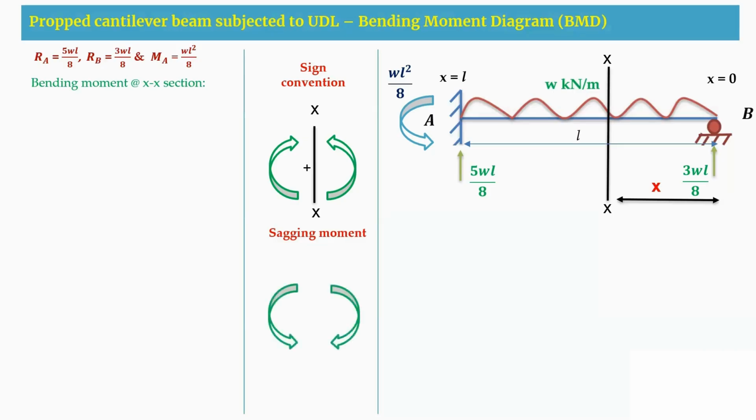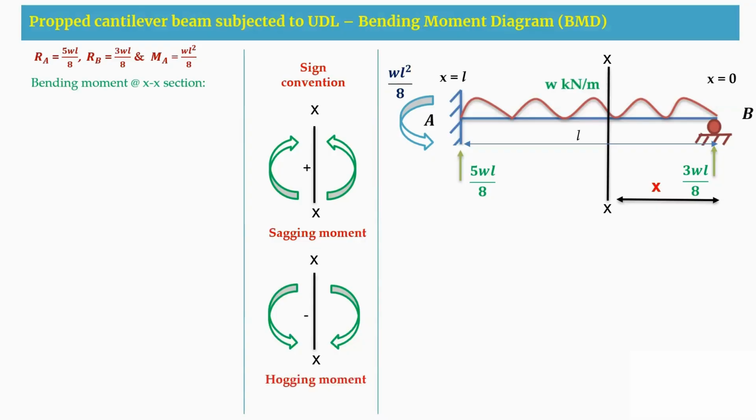Now coming to the next one. When the arrows are heading downward towards the section, that means towards your left hand side if the moment is in anti-clockwise direction, and towards your right hand side of the section if the moment is in the clockwise direction, then the moment is a negative value. So you can call this moment a hogging moment.